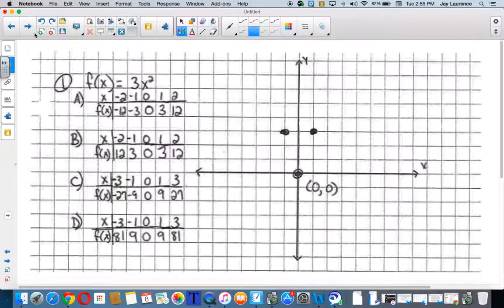Okay? All right, here's one more sample. You need to determine which of these input-output tables matches the function and the graph. So does it go with A, B, C, or D? I'm going to let you decide that on your own. Okay, the video is about to end. After you've decided, if you need to see it again, that's fine.